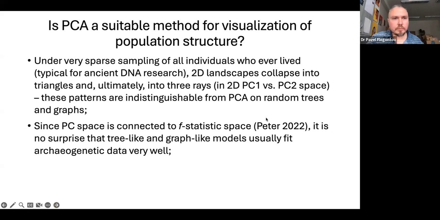And we see the same thing on small random subsamples. And with the very sparse sampling of all individuals who ever lived, which is typical for ancient DNA research, 2D landscapes visualized with PCA collapse into triangles and ultimately into 3 rays in 2-dimensional PC1 versus PC2 space. And these patterns are indistinguishable from PCA patterns on random trees and graphs. And since PC space is connected to F-statistic space, it's no surprise that tree-like and graph-like models fitted to F-statistics usually fit archaeogenetic data very well.